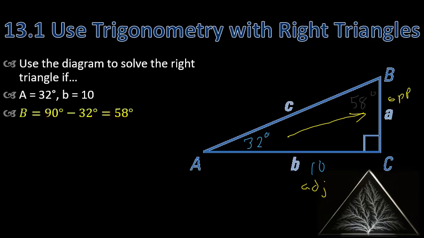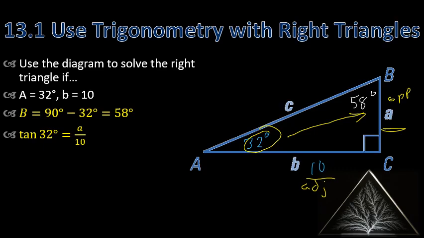Oh, I guess we should start by finding the angle first. The two acute angles add up to make 90. So 90 minus the 32 is 58. I'm going to use the 32 just in case I made a mistake there. So opposite and adjacent, that'd be tangent. Tangent of the angle is the opposite over the adjacent. So tangent of 32 is A over 10.